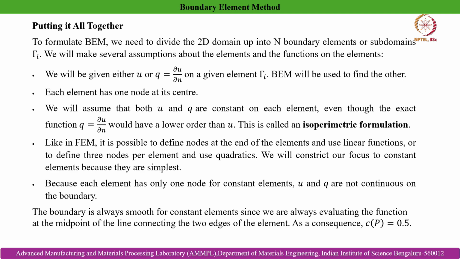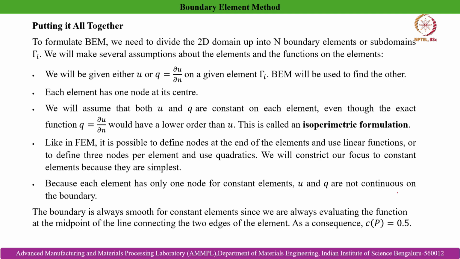Like in the finite element method, it is possible to define nodes at the end of the elements and use linear functions, or to define 3 nodes per element, that is, use quadratic elements, but we will restrict our focus to constant elements because they are the simplest ones. Because each element has only one node for constant elements, u and q are not continuous on the boundary. The boundary is always smooth for constant elements, since we are always evaluating the function at the midpoint of the line connecting the two edges of the element.